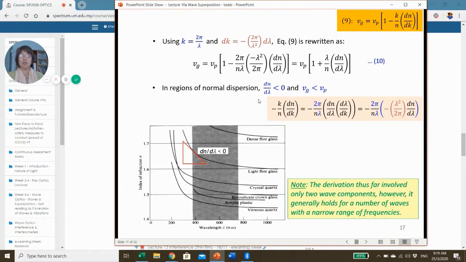Now, in the regions of normal dispersion, for example in various types of glasses, as you can see here, they all have different refractive index, and they are dispersive media. You will see that the gradient of this variation of refractive index with wavelength is negative, less than 0. So for normal dispersion, you will have dn d lambda less than 0. When dn d lambda is negative, 1 minus something will give you something less than 1. So you will find that Vg would then be less than Vp.